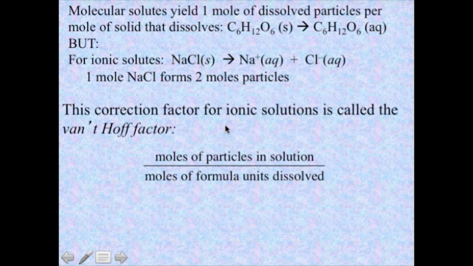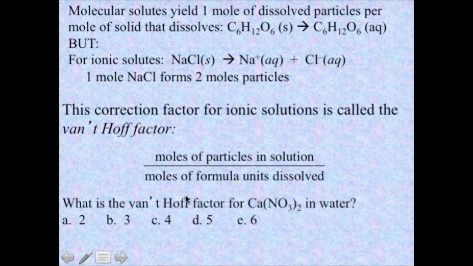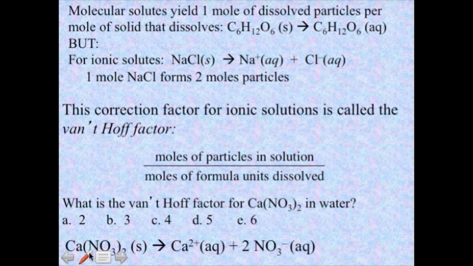For ionic solutions, it's called the Van't Hoff factor, and it's a ratio of the moles of actual particles in solution divided by moles of formula units dissolved. So what do you think the Van't Hoff factor for calcium nitrate in water is? Well, if you chose 3, you'd be correct. 1 mole of calcium nitrate breaks up to form 1 mole of calcium ions and 2 moles of nitrate ions, 3 moles of ions altogether.